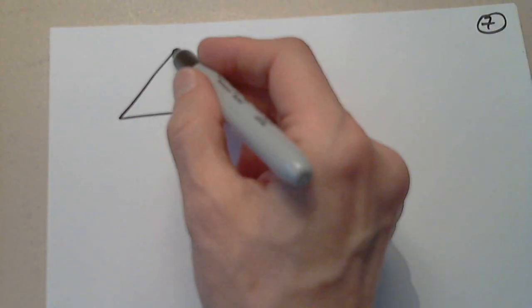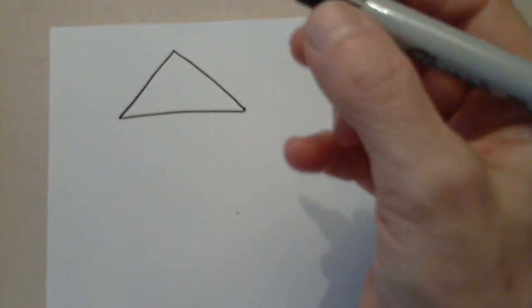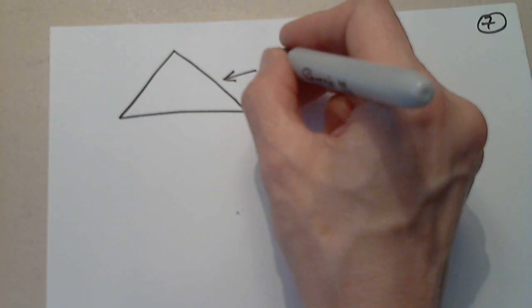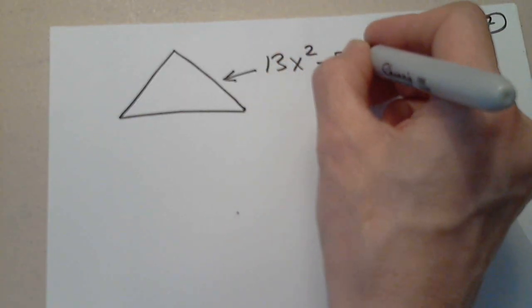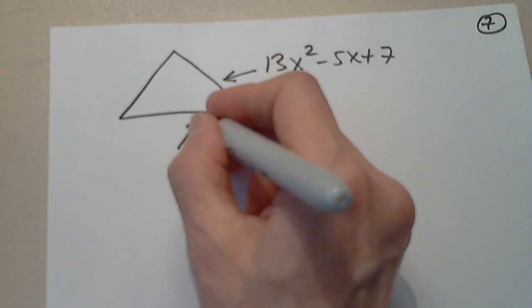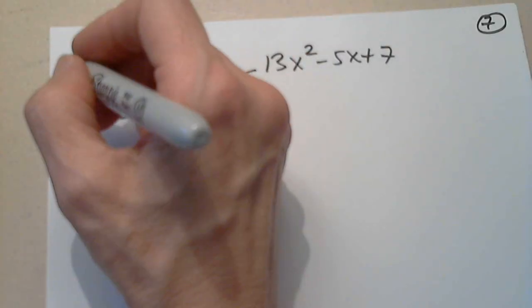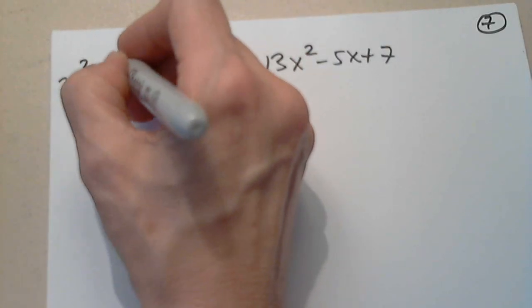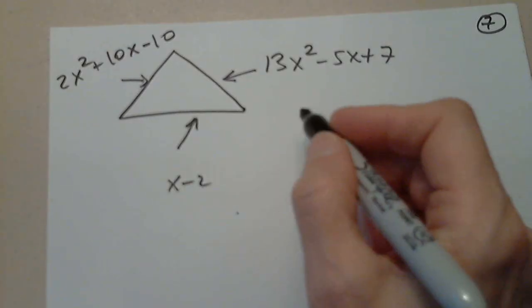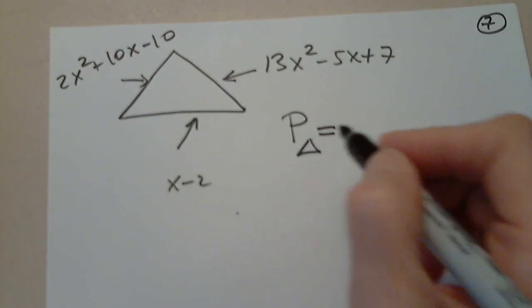Okay, moving on. So let's look at an application in geometry now. So we have a triangle, and they're giving us the sides of the triangle. They say that this side is 13x squared minus 5x plus 7. They're telling us that this side is x minus 2, and they're saying that this side is 2x squared plus 10x minus 10. They want us to find the perimeter of this triangle.